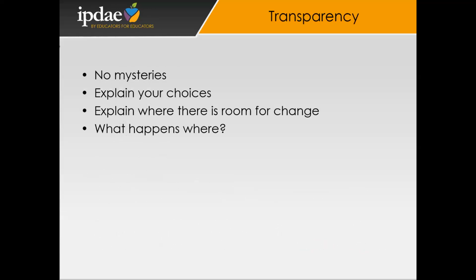And transparency. No mysteries. Again, this is part of clarity. Explain your choices. Why are you making them do this? It's the answer to the age-old question of, when am I ever going to do this? It's in real life. Explain where there's room for change. Is there room for change? Again, sometimes there will be, sometimes there won't be.